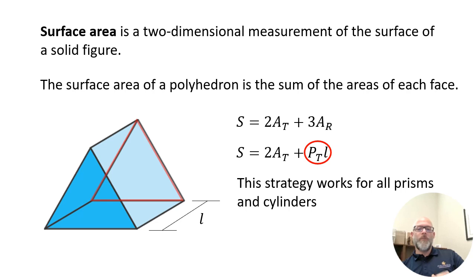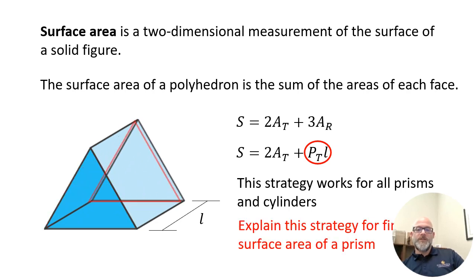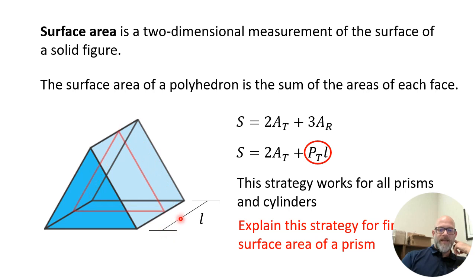This strategy works for all prisms and cylinders, so you need to explain this strategy. I would pause this video and try to explain this strategy. Getting surface area of a prism. All right. Once again, there's the triangle in the front and the triangle in the back. If you get their areas, that's two areas of triangles, 2 A sub t. But instead of calculating the area of these three rectangles, I could take the perimeter of this base, multiply it times L, and that'll sweep out all of the surface area of the rectangles. Pretty cool, huh? I'm going to pause that or revisit that in the future.